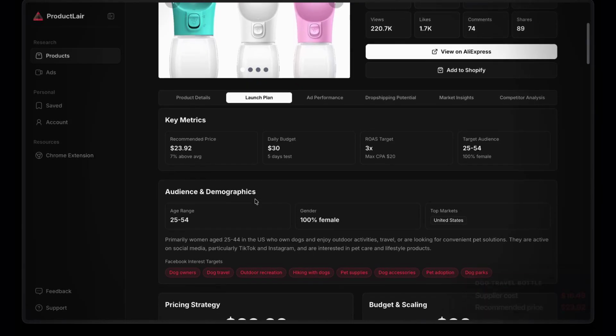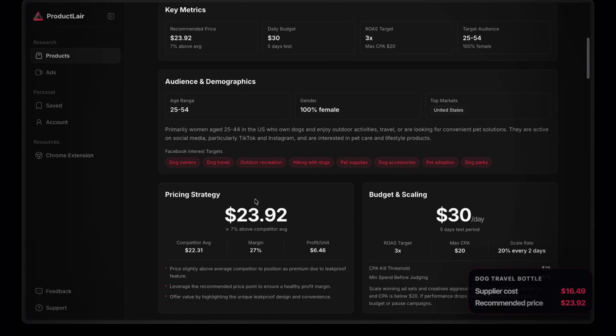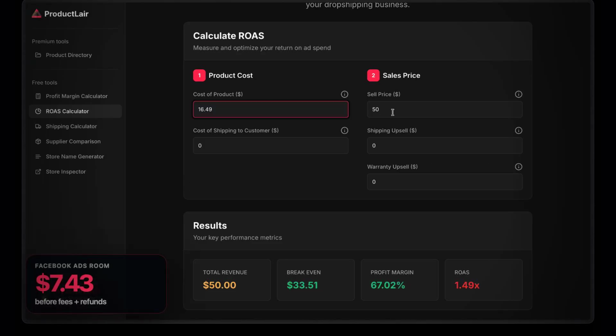Here is the problem. This dog travel bottle costs $16.49, and the recommended price is about $24. That leaves only $7.43 before fees and refunds. So if Facebook needs $8, $10, or $15 to get a purchase, the product loses money fast.